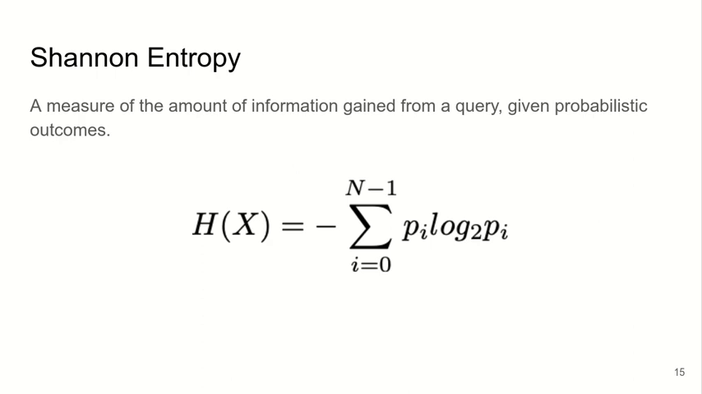Shannon Entropy is an equation which measures the amount of expected information gain from asking a certain query, given probabilities of each outcome of the query. In the case of high-low, the set of probabilities are the probability that query Q returns low, the probability that it returns high, and the probability that it returns equal.